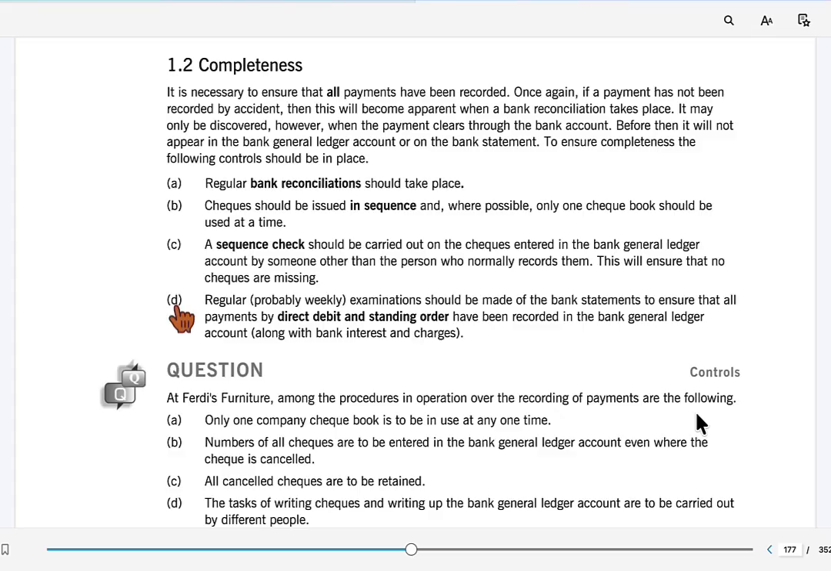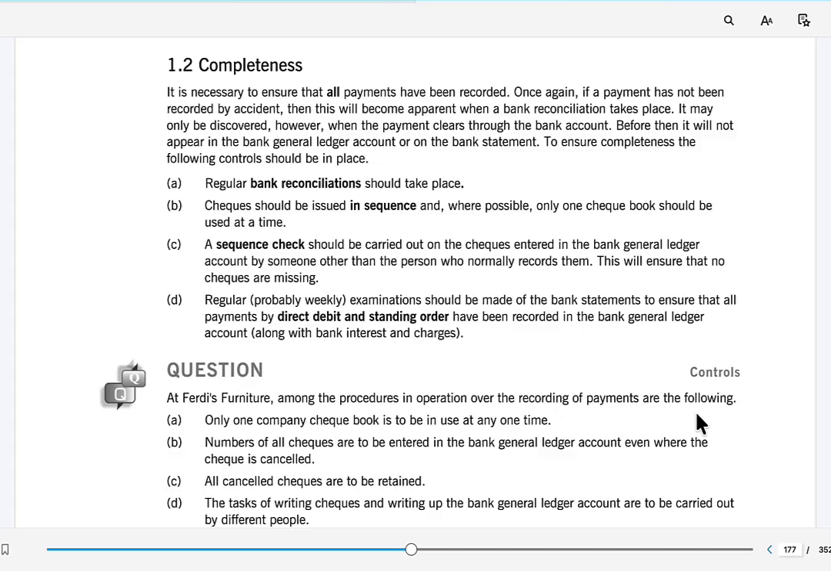Control 5. Regular examinations of bank statements to ensure certain payments are recorded. The book specifically mentions direct debit and standing order payments. These payments are special because they can happen automatically. Let us understand this properly. A standing order is a payment set up to go out regularly, usually the same amount each time. For example, monthly rent. A direct debit is also a regular payment, but the amounts can vary and the supplier collects the money. For example, electricity bills, internet bills, telephone bills.